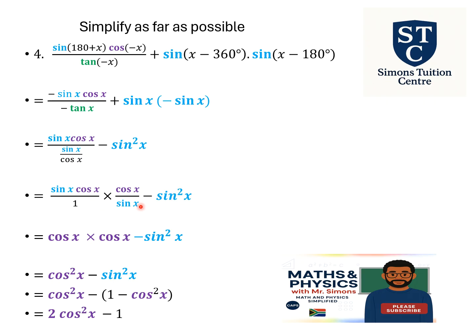From here, sine x and sine x cancel, and I'm left with cos x times cos x minus sine squared x. So now I have cos squared minus sine squared. It's two trig ratios. So to make it one, I bring in the square identity, so I can write sine squared as 1 minus cos squared x. So that gives me cos squared x, negative times negative becomes plus. So cos squared x plus cos squared x gives me 2 cos squared x minus 1. So this is how we test it in exams.